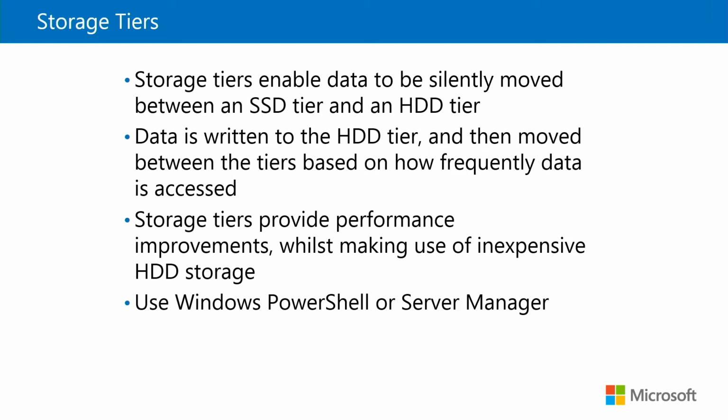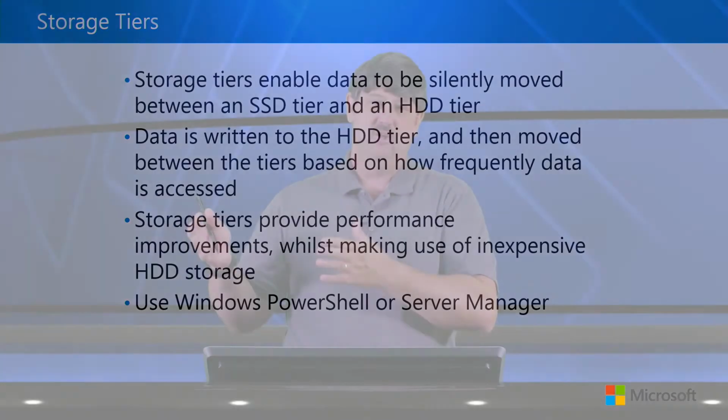We need to identify the tiers as either SSD or HDD, and you can do it through the Server Manager, but people oftentimes make mistakes doing that. They forget to identify it. The better option, and the recommended option in your text, is to use PowerShell, and you use the MediaType parameter, and you specify either HDD or SSD to identify the faster and slower disk types for the tiers.